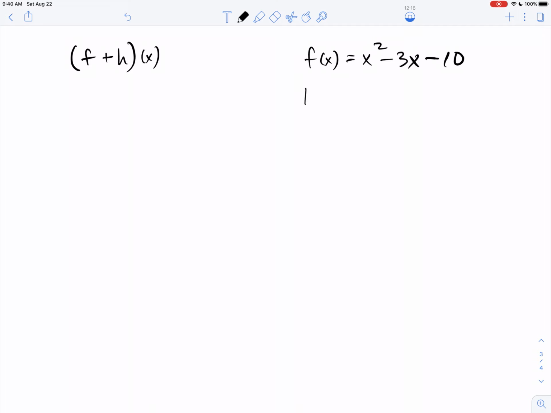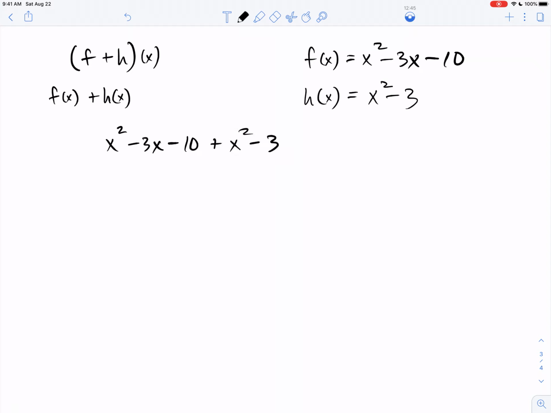My h function up above is this guy. So f plus h of x, you got it. It could be written like this. It totally could. You could write it the same way. What does it mean? Add the two functions together. So if I were to do that, it's just fancy talk for I've got this guy plus this guy.